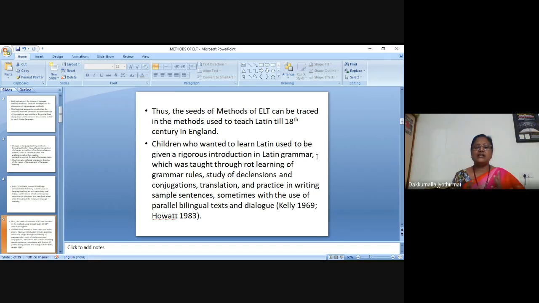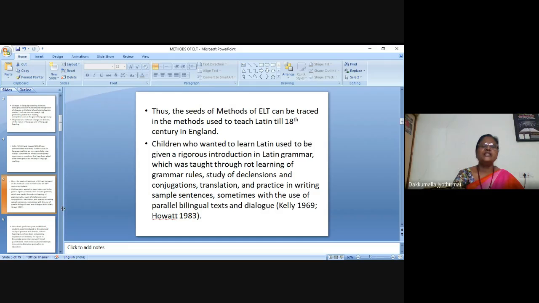A practice in writing sample sentences. Say one sentence is given, and in a similar manner, the students are asked to develop the sample sentences, sometimes with the use of parallel bilingual texts. So this is taught through the mother tongue also. Along with grammar, it is translation also, translation into the native language or mother tongue.